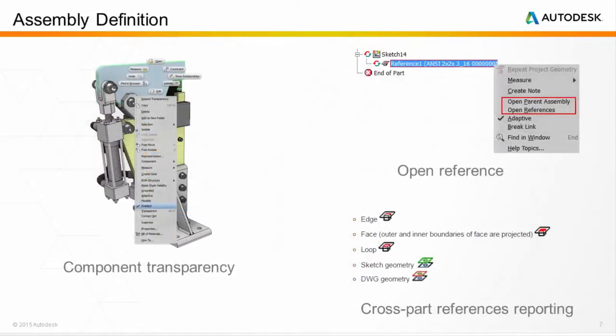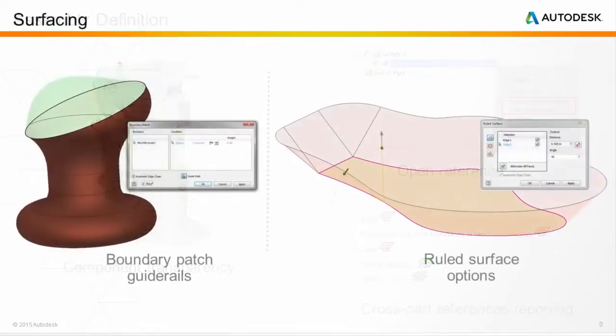You can now toggle the transparency of a component in the assembly without applying an appearance override. A new right-click context menu option is available in the assembly browser modeling view that lets you open reference files directly from your browser. Enhanced reporting of cross-part references within the assembly helps you more easily identify and access related parts. Several new tools were added to provide greater control when building surface geometry in Inventor 2017.